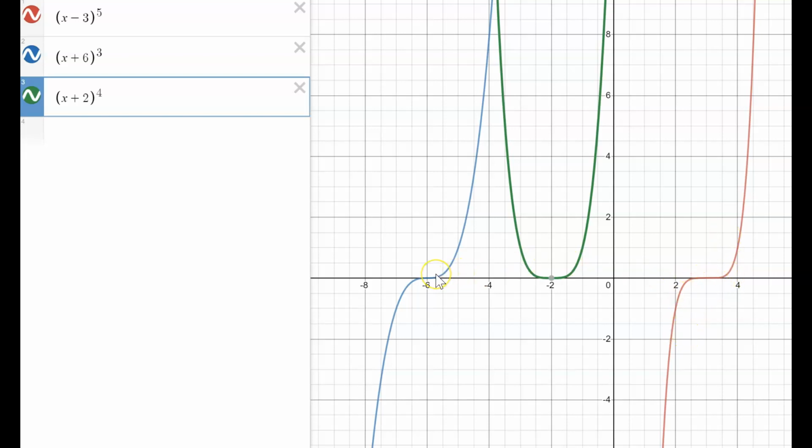Same thing, this blue one is to the 3rd power. And so again, it's approaching that -6 from both directions. Versus the even one, it's approaching from the same direction. Right? The two sides of the graph come towards -2 in the same direction. Okay. All right, so the odd ones will go through, and then the even ones are going to bounce back.